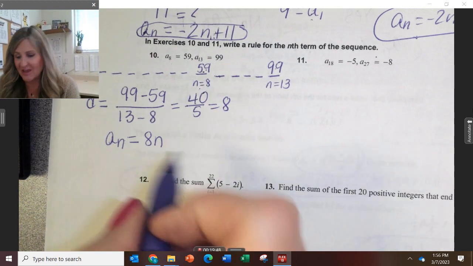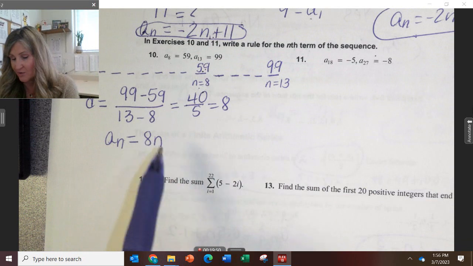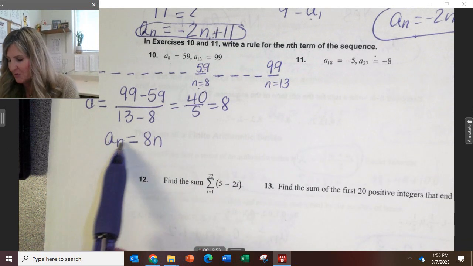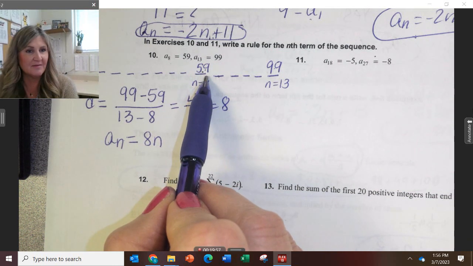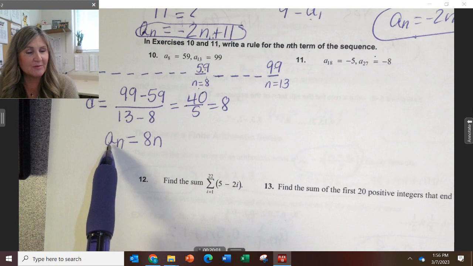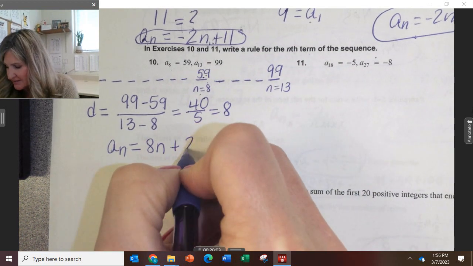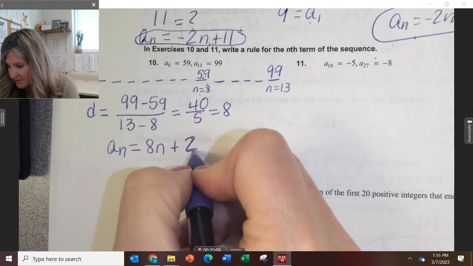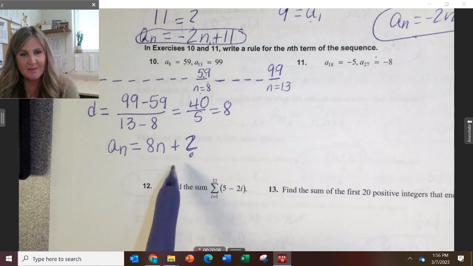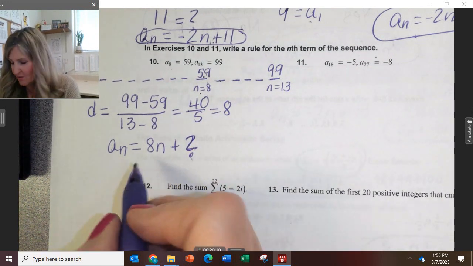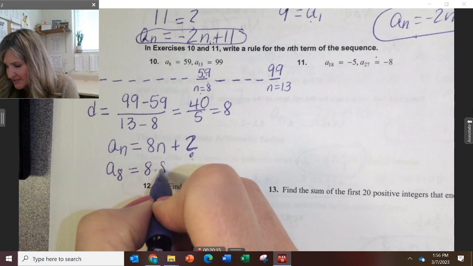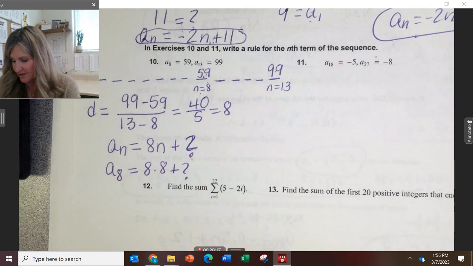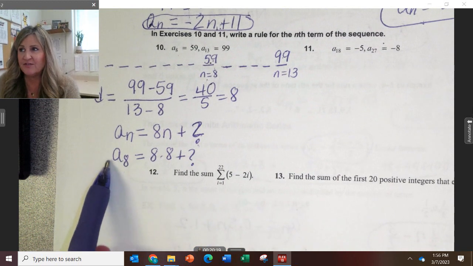And then I have to make this work for the 8th term. I need to have it plus something or minus something so that when I plug in 8 for n, I get 59. So this is what I'm solving, guys. Question mark. So I'm trying to solve for this question mark. Watch. A sub 8 has to equal 8 times 8 plus some question mark. Do we know the answer for A sub 8?